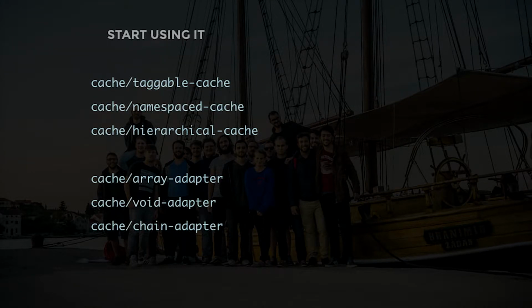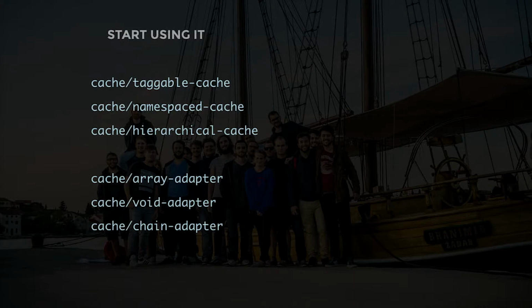If you look on Packagist for implementations, you will see that there's a cache/vendor name, and they have all kinds of packages. There's an extension for tagging. There's an extension for hierarchical caching. There's namespace caching. There's also an array adapter, so it's in memory. There's also a void adapter.